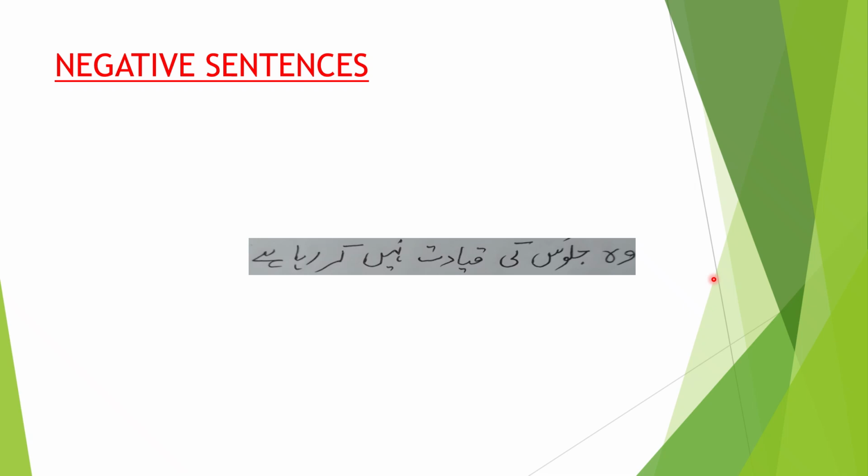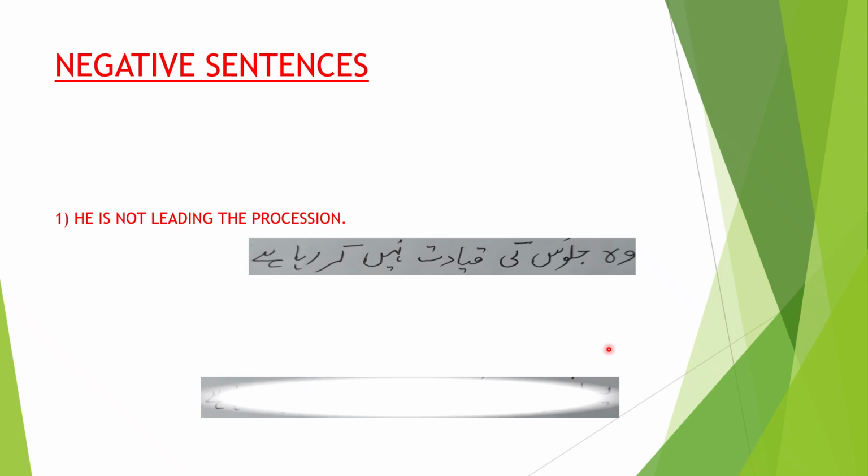Now let's move on with the sentences of negative structure from the book. The sentence from your book is woh juloos ki qayadat nahi kar raha hai. Let's look at the vocabulary. Juloos, procession. Qayadat, leading. Nahi indicates negative sentence. Raha hai shows present continuous. Qayadat nahi means not leading. So, applying the rules, the sentence would become he is not leading the procession.